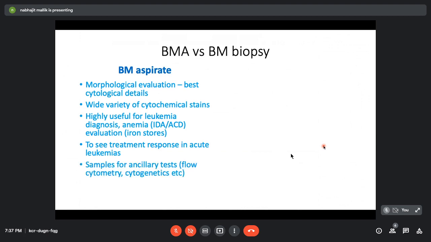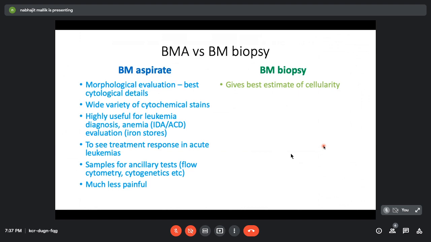And very importantly, when we have to perform ancillary tests, especially in today's day and age, such as flow cytometry, cytogenetics, FISH, etc., samples for these come from the bone marrow aspirate. And bone marrow aspirate is much less painful than the bone marrow biopsy, because we are using a much smaller bore needle for this. Now, what are the advantages of bone marrow biopsy then?